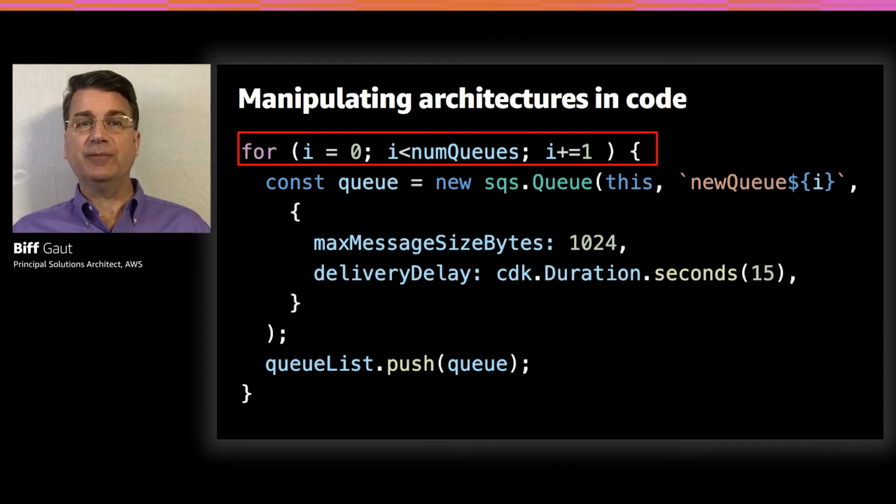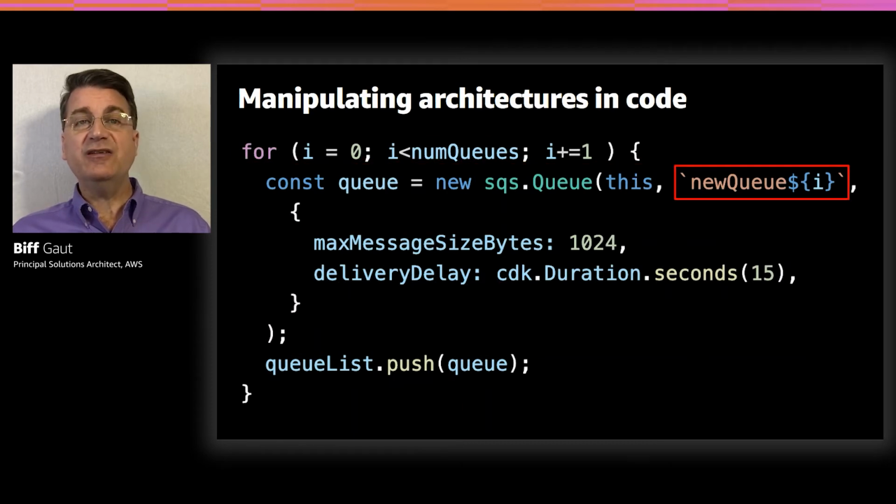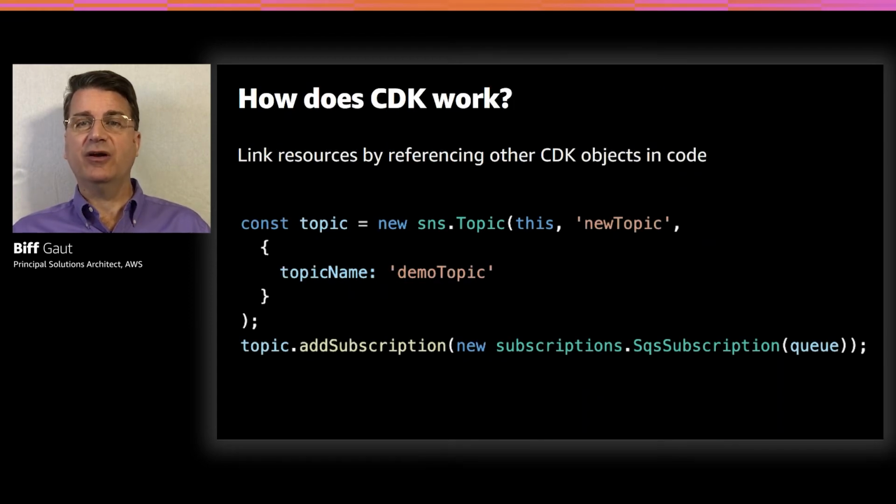Actually, everything gets easier. No more YAML functions to concatenate strings. We can do it with the native string handling functions in our language. But it's when you have multiple CDK objects that work together that it really starts getting good. When you want to link different CDK objects, CDK automatically creates the code that allows them to work together.